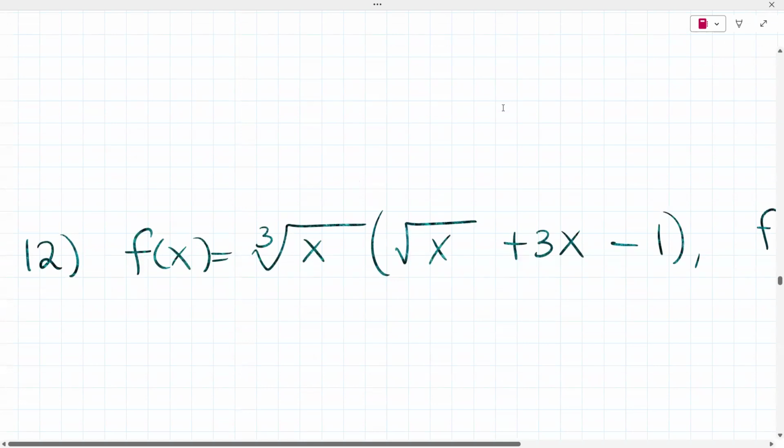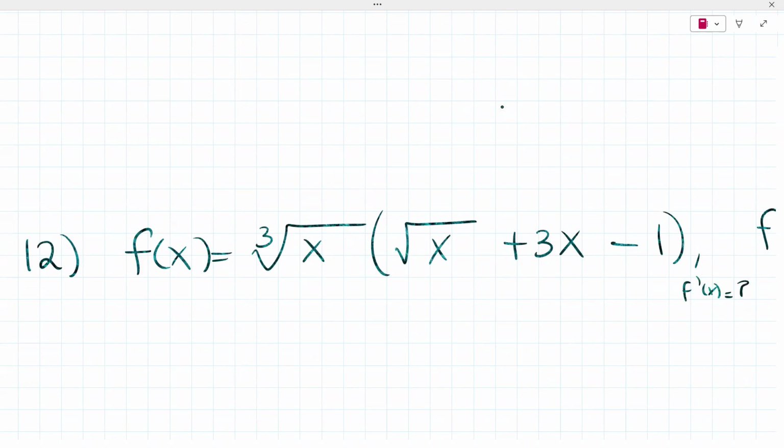We have f of x equals the cube root of x times square root of x plus 3x minus 1, and we must find f prime of x. So what would I do? Maybe I would rewrite this problem in terms of powers only. So f of x, and the cube root of x is the same thing as x to the 1/3, and square root of x is x to the 1/2, plus 3x minus 1. Then you may FOIL this out.